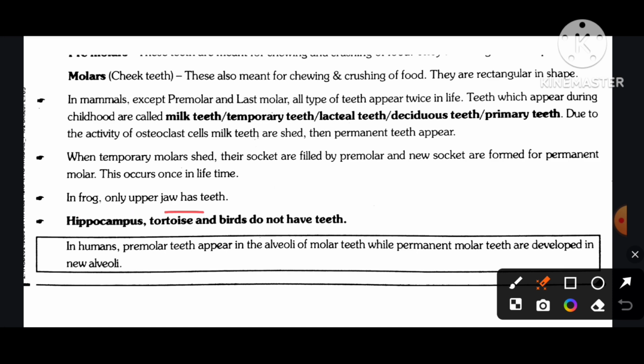In frogs, only the upper jaw has teeth. Hippocampus, tortoise, and birds do not have teeth. In humans, premolar teeth appear in the alveoli of the temporary molar teeth, while permanent molar teeth develop in new alveoli.